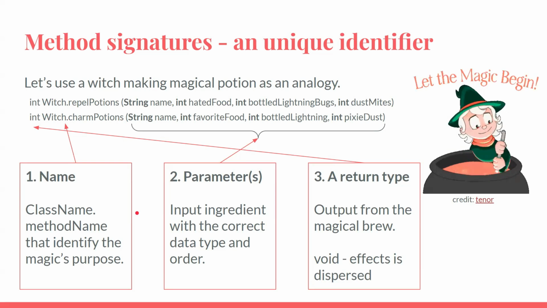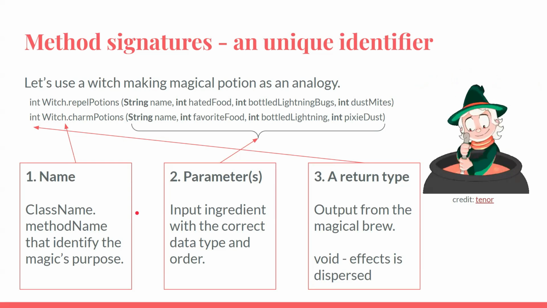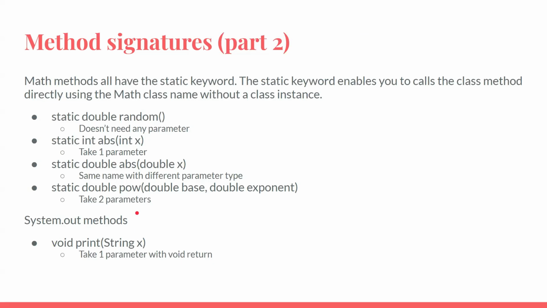Method signatures enable Java to guarantee that even in a very big program with hundreds of classes and thousands of methods, they'll always find the correct method. Let's examine the Math methods in detail.